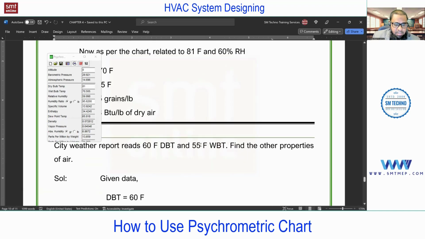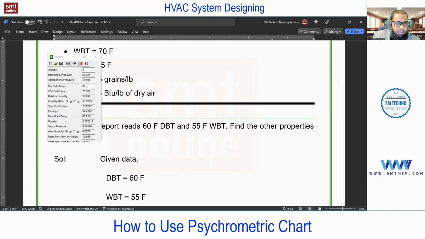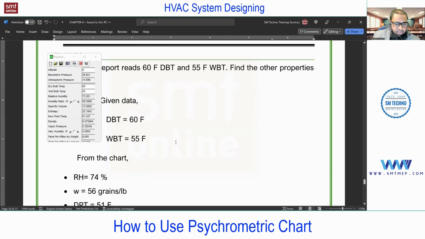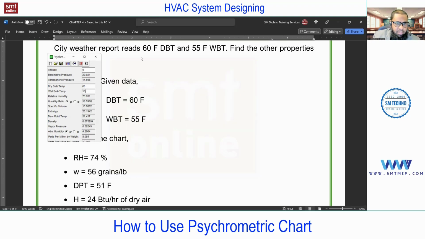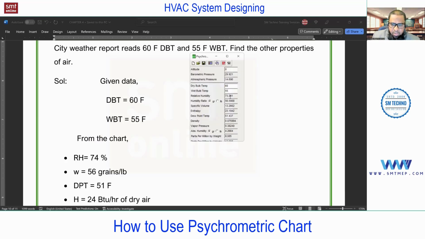Dry bulb is 60, wet bulb is 55. So dry bulb I am entering 60, wet bulb say 55. Now I can verify all the points. RH is 74 in the chart; here I'm getting 73.2. This was taken from the chart, so it's rough. Humidity ratio 56; here 56.59, so I can round off to 57. Dew point temperature 51; here 51.4, so I can take 50. And enthalpy 24; here 23.19. So the first is from the chart, and this is more accurate.